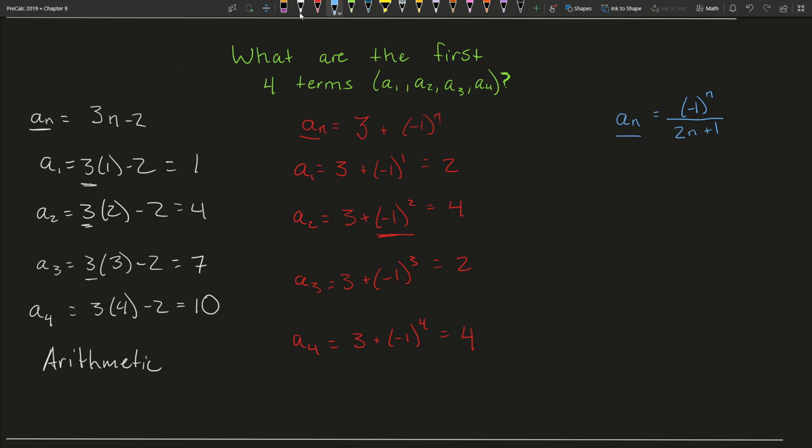So I want to pause there real quick. Are there any questions about either of those first 2 examples?